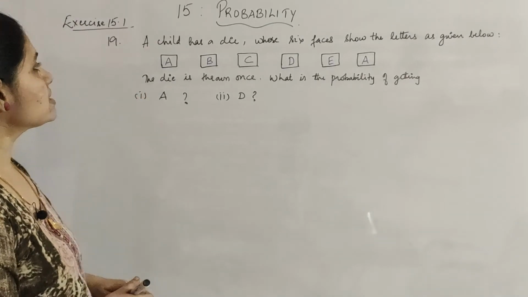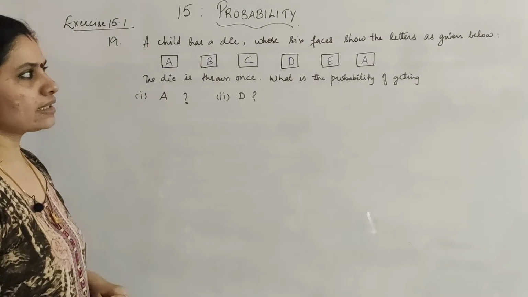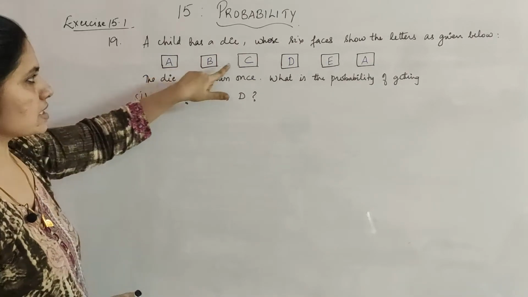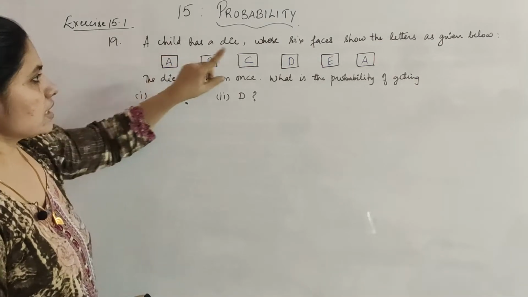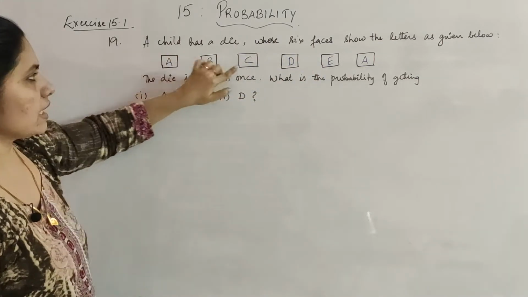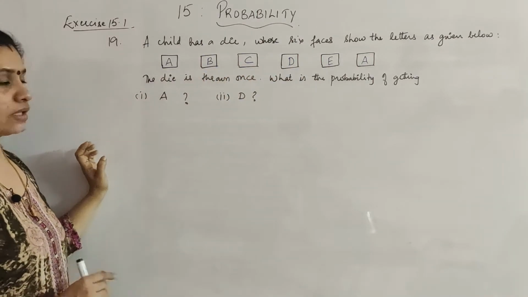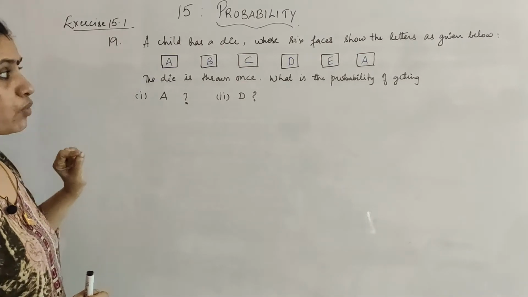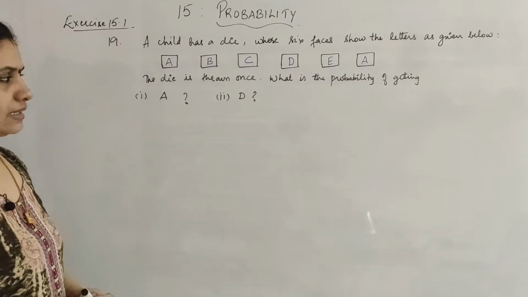Question number 19 is, a child has a die whose 6 faces show the letters as given below. So you can see first one is A, then B, C, D, E and E. A. Okay. So you can see that A is coming twice, remaining else B, C, D, E all are occurring only once. And what is given? The die is thrown once. What is the probability of getting first one A, second one D?